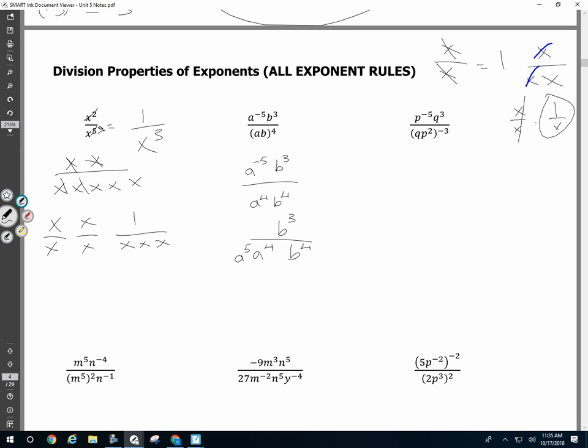This is where if you're stuck in rule mode, you might be confused. But if you think conceptually, okay, I got 3 b's, I got 4 b's, and in the denominator I got 5 a's and 4 a's. Well, in the denominator, the 5 a's and the 4 a's can combine to be 9 a's. And then I got 3 of these b's that cancel with 3 of these b's, leaving me with 1 of these b's in the denominator, which means I got nothing in the numerator at the end.